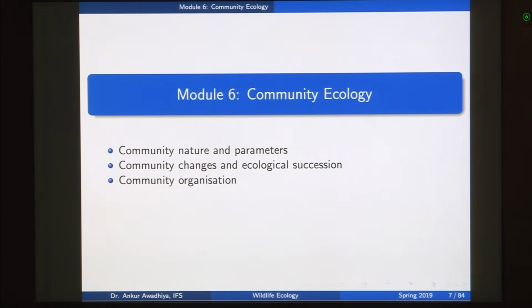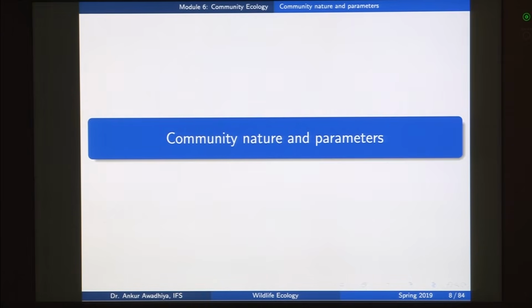So, it answers the question, does a community change, and if so, how does it change, and what will be the final result of such a change, what will be the climax community that will be formed. And in the third lecture we will have a look at community organization. So, let us begin with the first lecture, which is community nature and parameters.